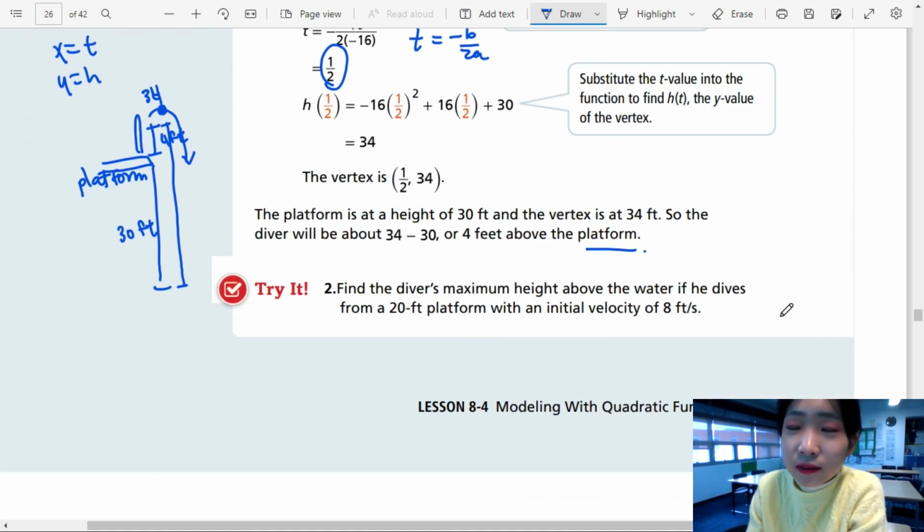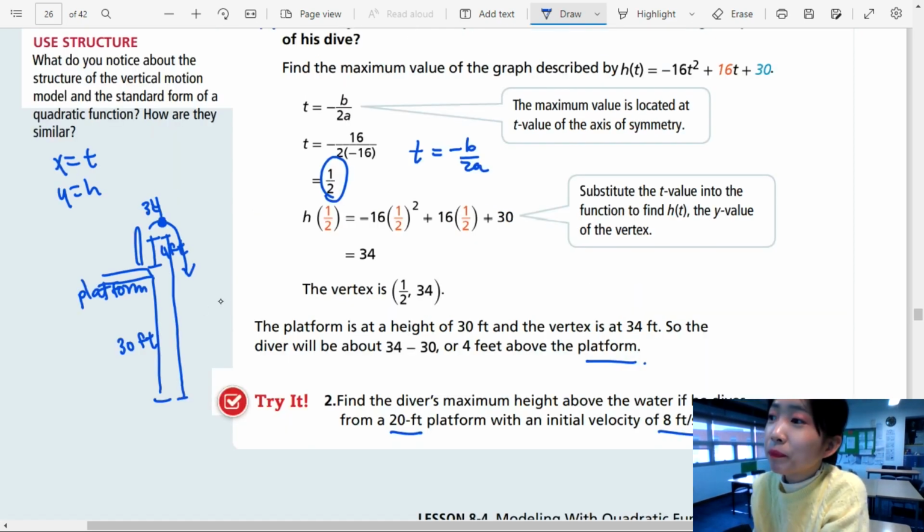Now you're going to find the diver's maximum height above the water if he dives from a 20 feet platform with an initial velocity of 8 feet per second. So you need to figure out what this information means and where it goes. What does it represent in the equation and where do the numbers go? Plug it in and you'll be able to figure it out yourself. So pause the video and see if you can figure it out by yourself. Come back when you're ready for answers.